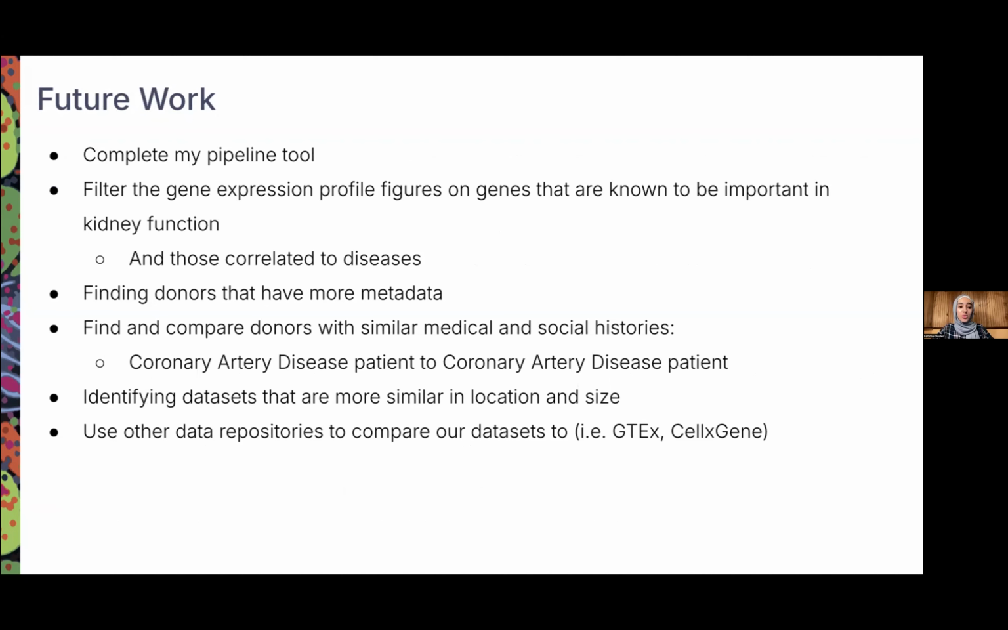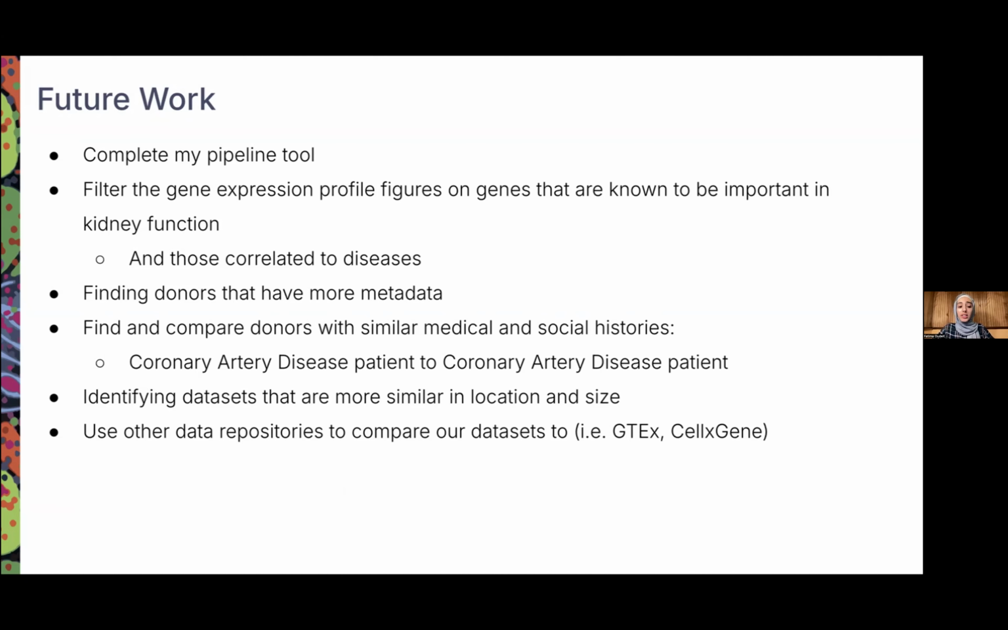We also want to filter the gene expression profile figures on genes that are known to be important in kidney function. So you remember how I said that right now they're mostly long non-coding RNAs and pseudogenes, etc. We want to filter them so that the highly variable genes that are showing up in our gene expression profile figures are the genes that are commonly known, right? And also we want to filter them on the genes that are correlated to diseases.